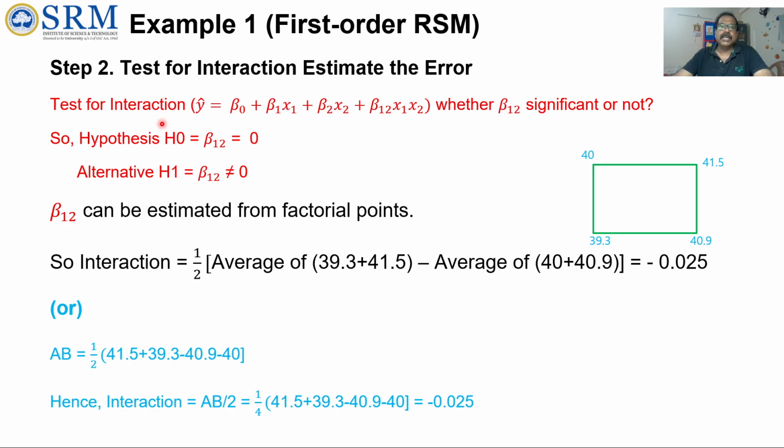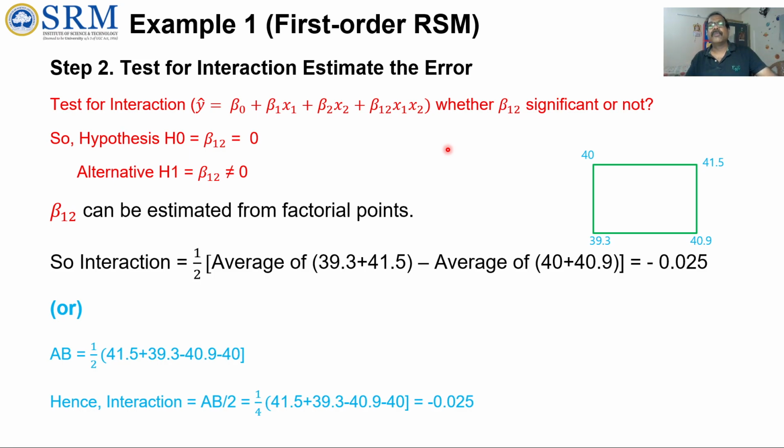In that test of interaction, again I am repeating here, beta 0 plus beta 1 x1 plus beta 2 x2 plus beta 12 x1 x2. We need to calculate whether this beta 12 is significant or not. So here the hypothesis is beta 12 equal to 0. Hypothesis equal to 0 means the null hypothesis. Generally we say all the means are equal, right? Here beta 12 equal to 0 means the first order model is fit.